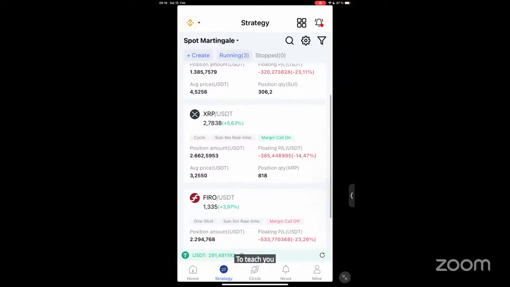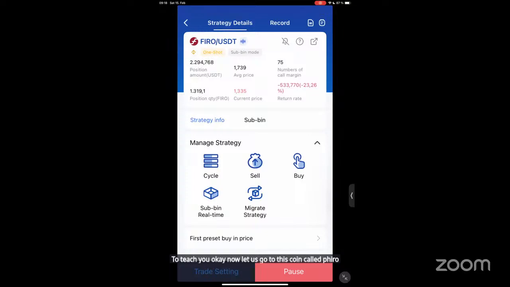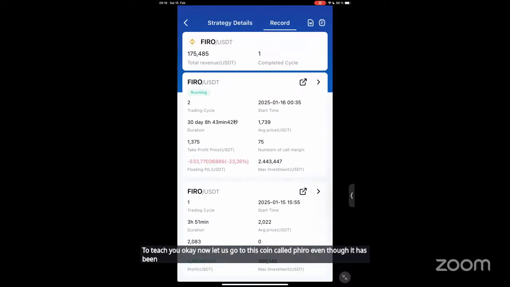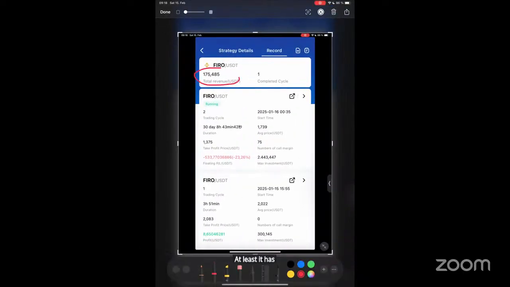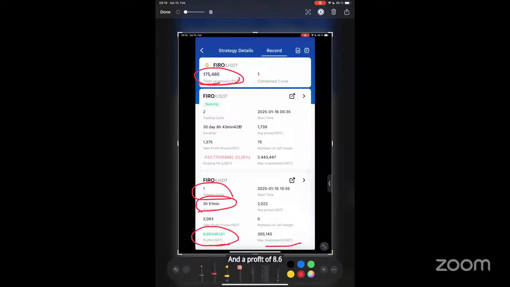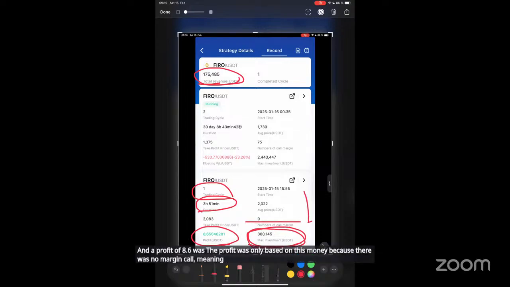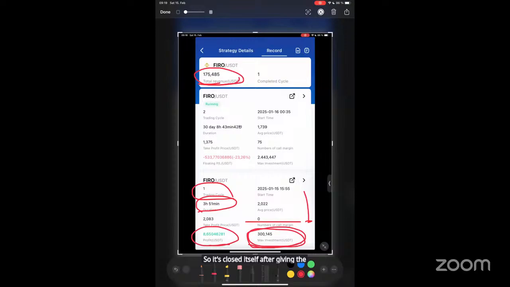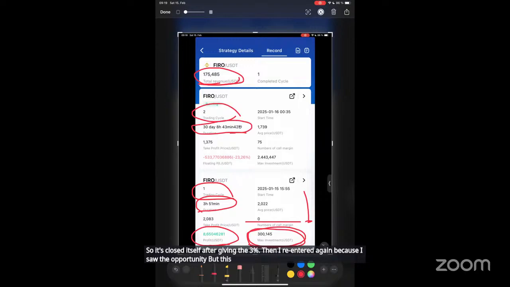Okay, now let us go to this coin called Firo. Even though it has been on floating loss for long, at least it has given me some reasonable profit of 175 USDT. The first day I traded it, that was the first cycle. It delivered within 3 hours, 51 minutes, and a profit of 8.6 was made. The profit was only based on this money because there was no margin call, meaning the market did not drop for it to buy. So it closed itself after giving the 3%. Then I re-entered again because I saw the opportunity. But this time around, it has delayed 30 days.